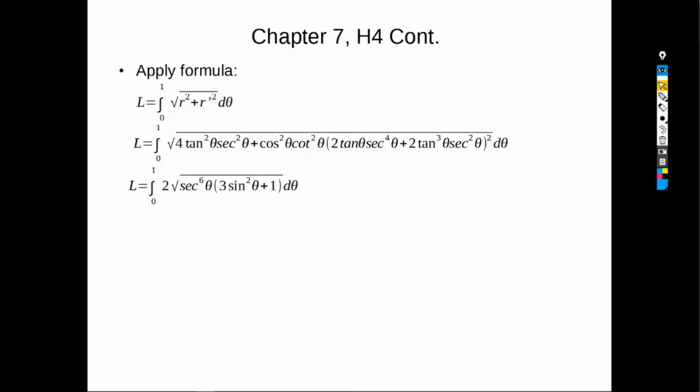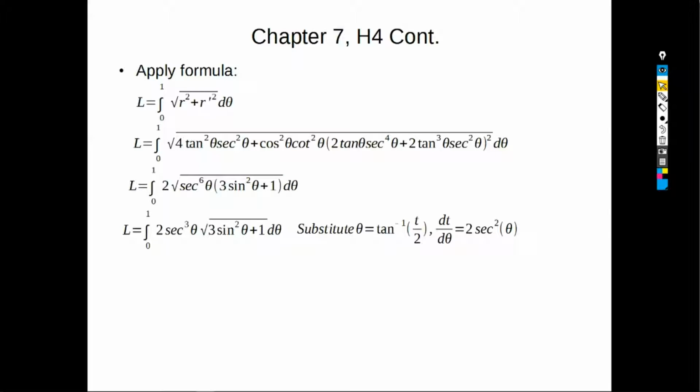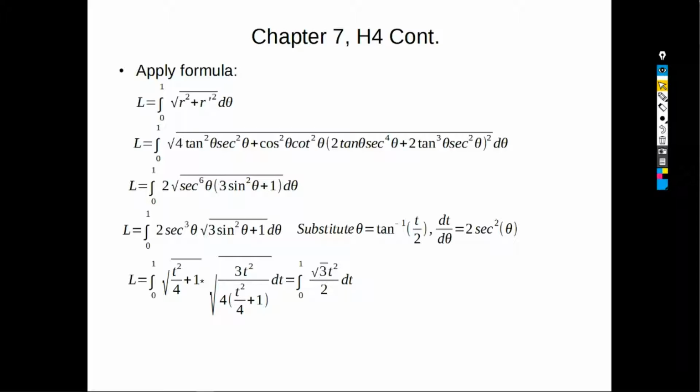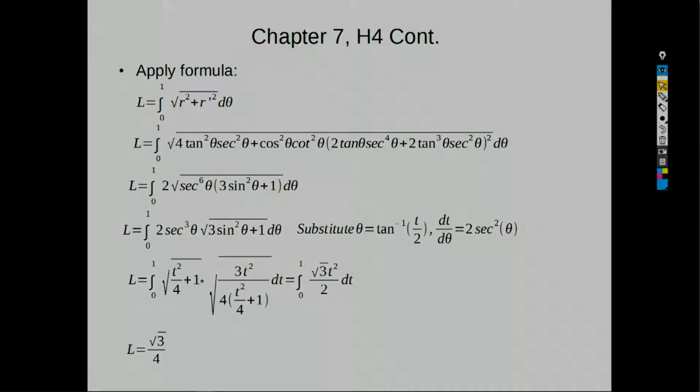We are now going to take the secant power 6 theta out of the square root, and substitute the theta and the dt over d theta values into this equation. It gets us the equation: the integration from 0 to 1 of the square root of 3 over 2 t squared dt. This solves out to the square root of 3 over 4.